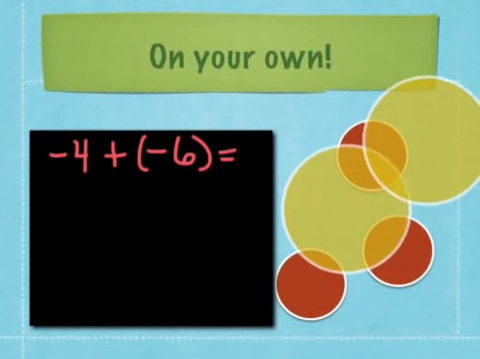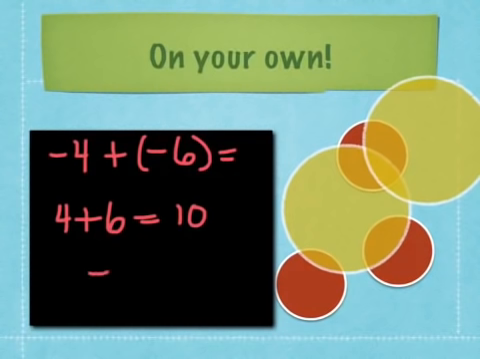Before you try some on your own, I'd like to do one more using absolute value. Remember, when the signs are the same and I have 2 negatives, I'm going to add the absolute value of both numbers. So the absolute value of -4 is 4, and the absolute value of -6 is 6. So 4 plus 6 equals 10. And then I take the sign that is common. So since both numbers are negative, I use a negative sign, and my answer becomes -10.